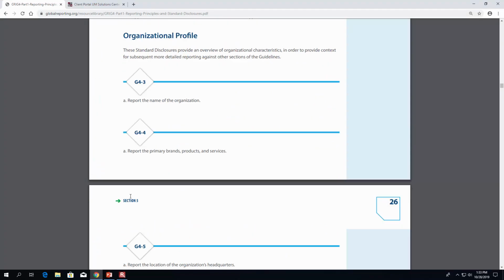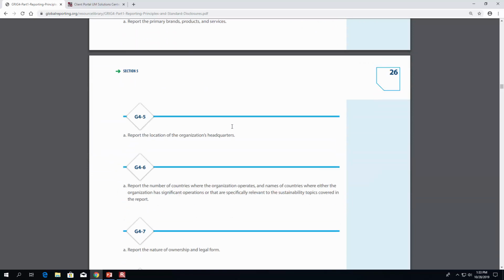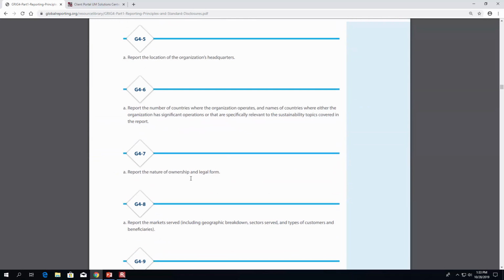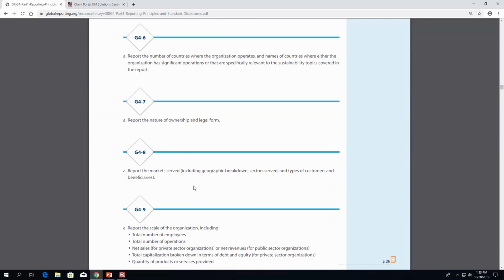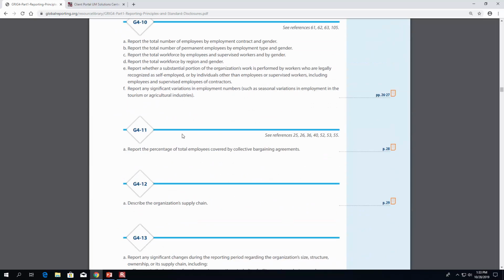G3. Okay, this is pretty easy. What's the name of your company? What are your brands and products and services? Where are you located? What countries are you in? What kind of company are you, like a corporation or a partnership, et cetera. Total number of employees. This is just a huge overview of the company.